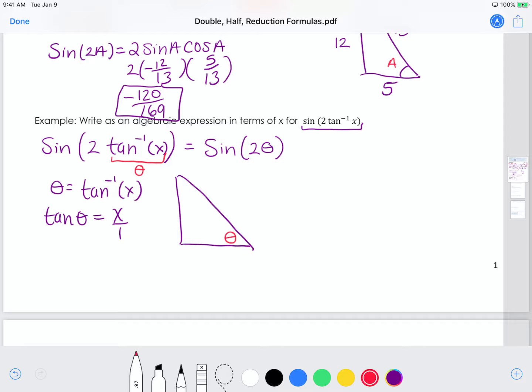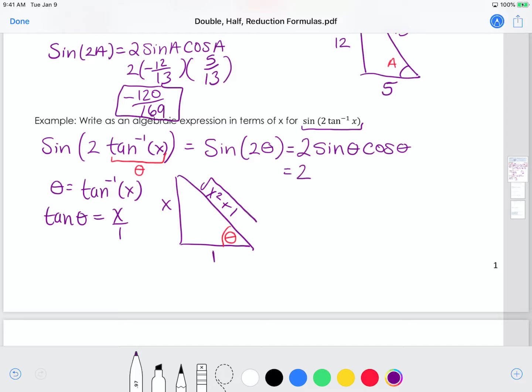So let's let this be angle theta. And we know that tangent is opposite over adjacent. So this is my opposite side, this is my adjacent side. And then using the Pythagorean theorem, we could get the length of the hypotenuse. That would be x squared plus 1, and then square root it. So going back to our double angle formula, sine of 2 times theta would be 2 times sine of the angle, cosine of the angle.